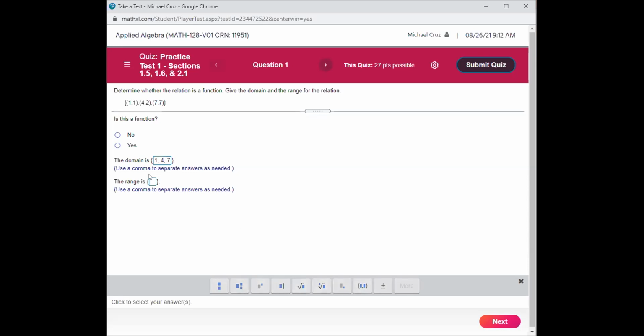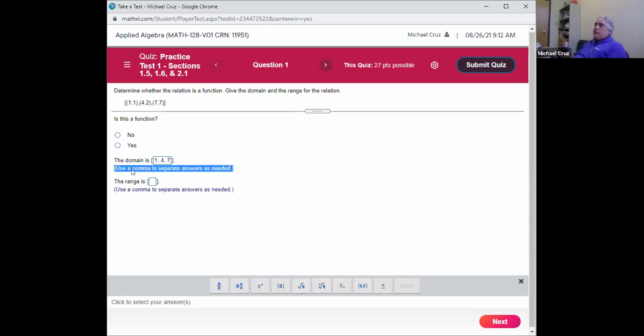Yes. All right. And you've got to pay attention to things like this, using commas. You can't just write them in there. And the range is going to be the other ones, the Y values.